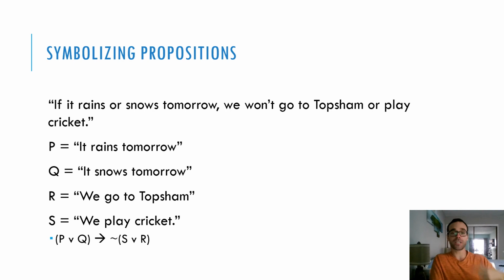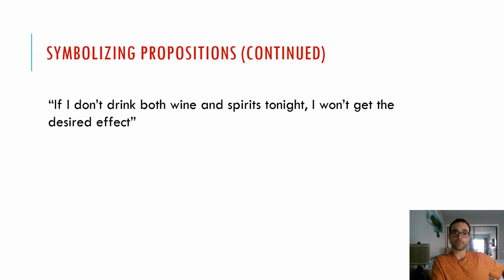We're going to have to just look at sentences and symbolize them over and over and over again until we really start to understand how we symbolize arguments and get good at it. And so let's look at another. If I don't drink both wine and spirits tonight, I won't get the desired effect.